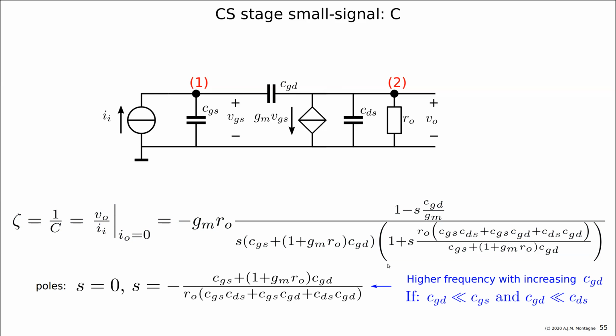And this is called pole splitting, because if CGD gets larger, this pole is already in the origin, but the gain drops. But this pole goes to a higher frequency. And you can calculate that the product of the poles remains the same, but the sum increases. And this is called pole splitting. So the Miller effect is not only making, let's say, the bandwidth smaller, but also bringing the non-dominant pole to a higher frequency.